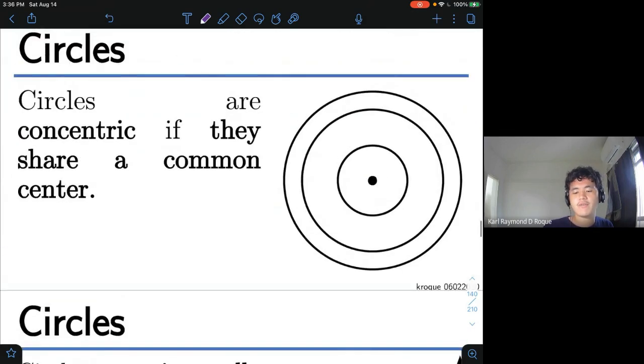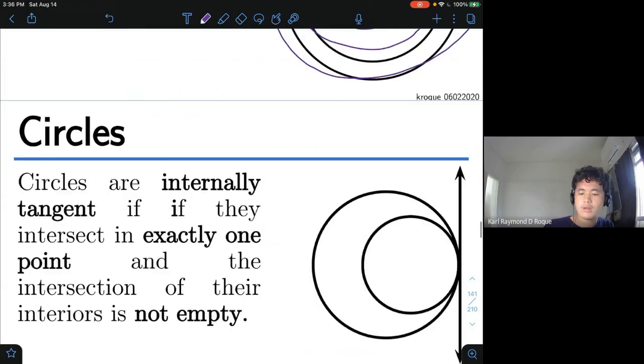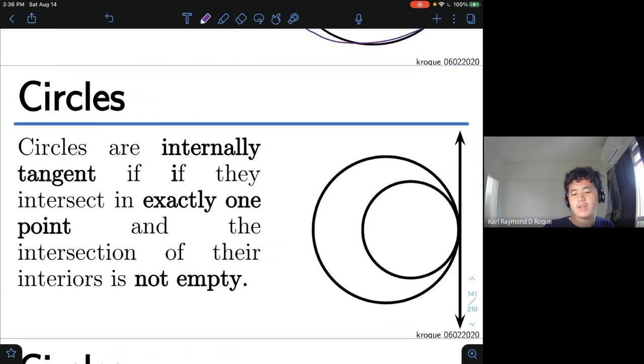They are concentric if they share a common center. Yan, concentric lahat yan. Internally tangent if they intersect in exactly one point and the intersection of their interiors is not empty. Basta it looks like this. Tapos yung radius nilang pareho, they pass through each other and perpendicular sila sa tangent line.